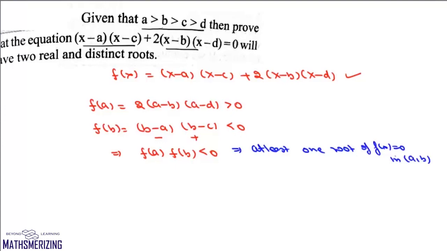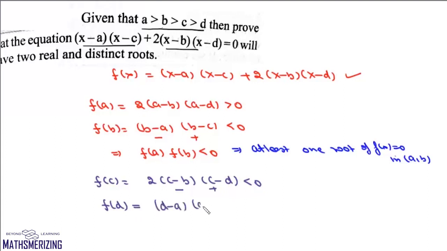Then the same way we'll find f(C), which will be 2(C − B)(C − D). Now C − B is negative and C − D is positive, so it will be less than 0, and f(D) is (D − A)(D − C). Both of them are negative, that means f(D) is greater than 0. So from here we get this condition that f(C)·f(D) is less than 0.